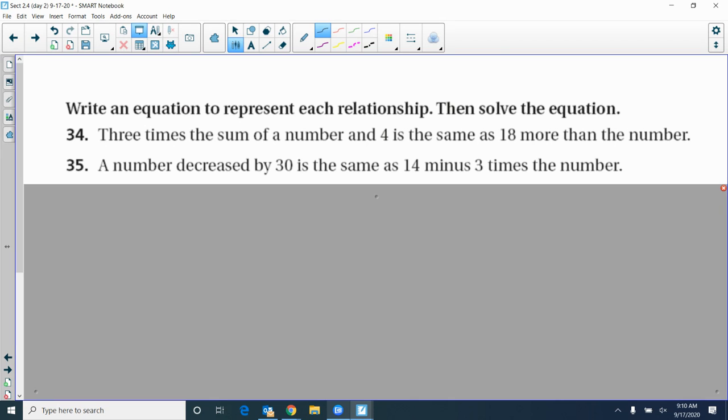London, what do you think? You do the first part: a number decreased by 30. x minus 30. The only time you flip the order is for less than. Good. x minus 30 is the same as, that's going to be equals. 14 minus 3 times the number. What's that going to be, Grant? 14 minus 3x. Good. All right, there's your equation. Make sure it gets down on that line. And then that third one.